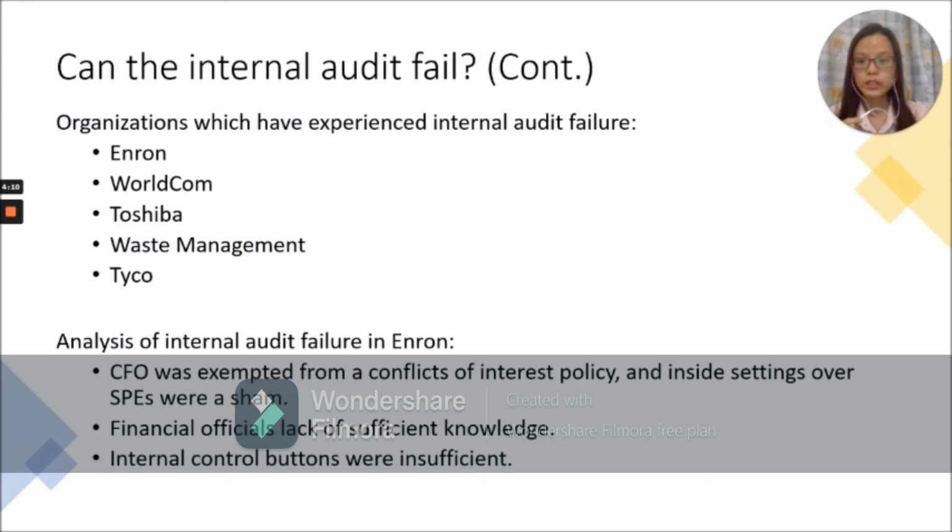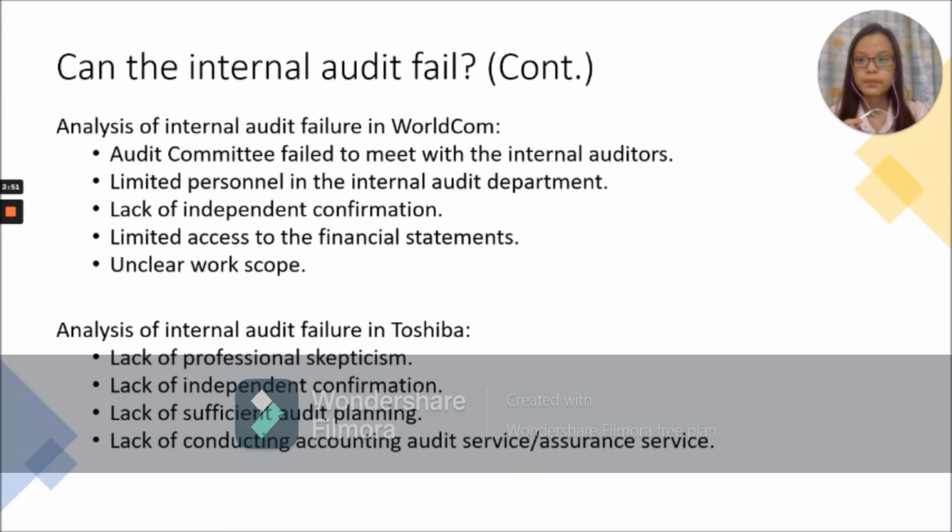In the analysis of internal audit failure in Enron, the CFO was exempt from a conflict of interest policy, and inside settings over SPEs were assigned. Financial officials lacked sufficient knowledge, and internal control buttons were insufficient.